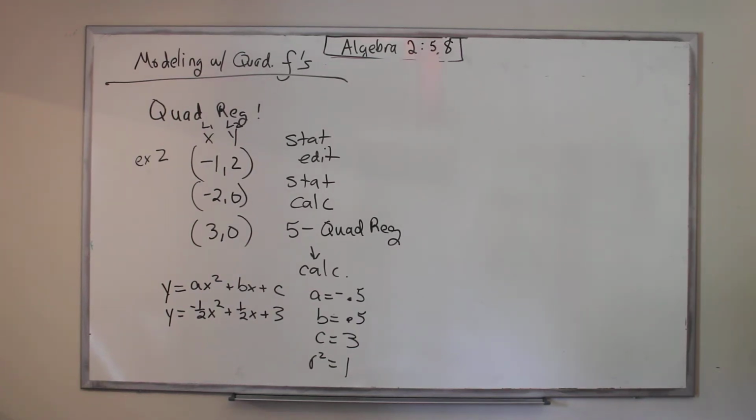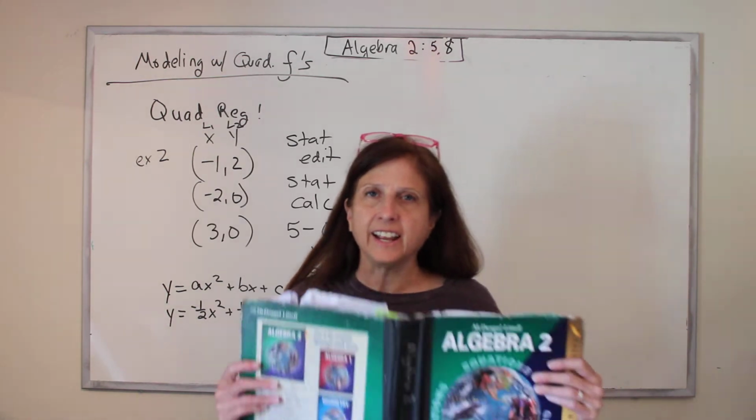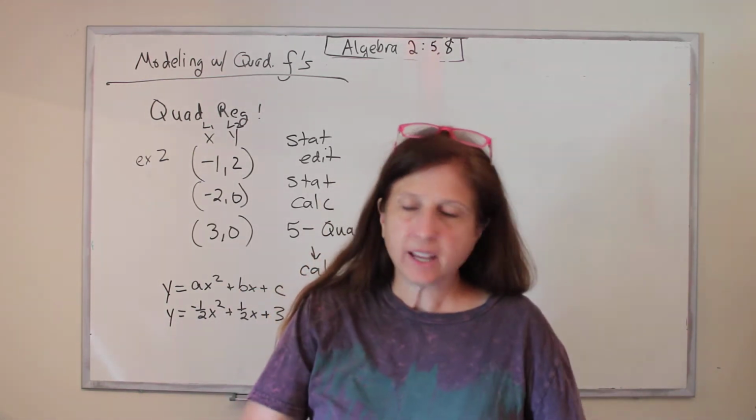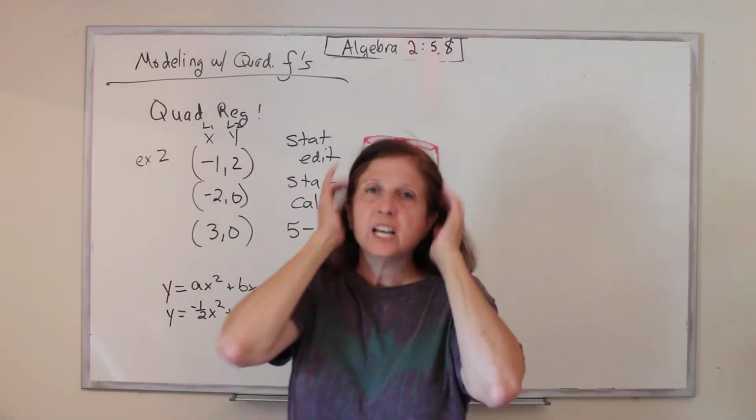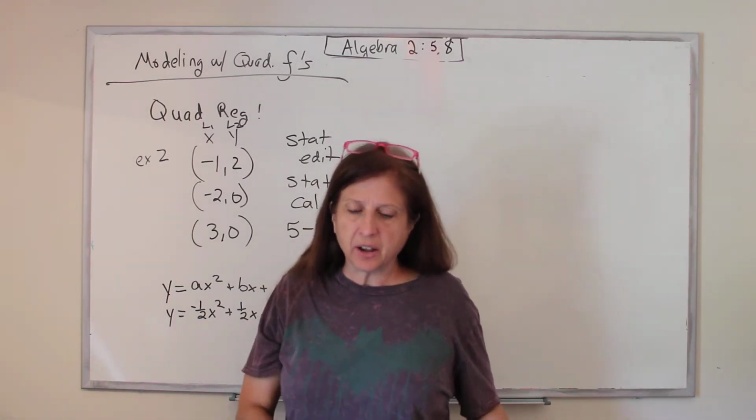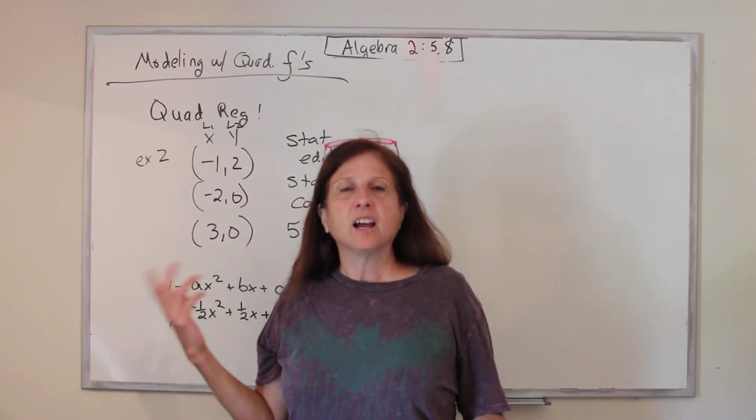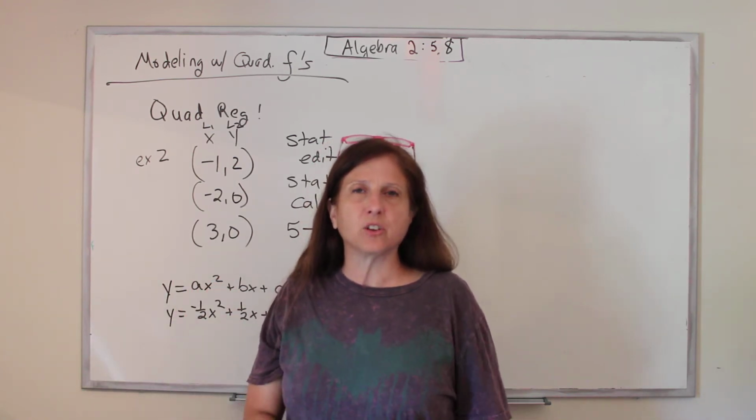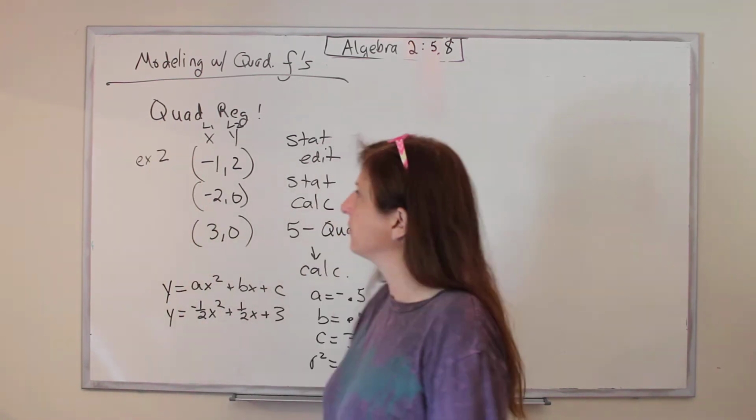Welcome back to Algebra 2, Chapter 5, Section 8 in this book. They call this section Modeling with Quadratic Functions. It's really kind of word problems. You have data, and then they show you how to plot it and how to get a parabola out of it. I am here to tell you that it is the 2020s, baby. We're not doing it old school anymore. We're going to use our calculator.